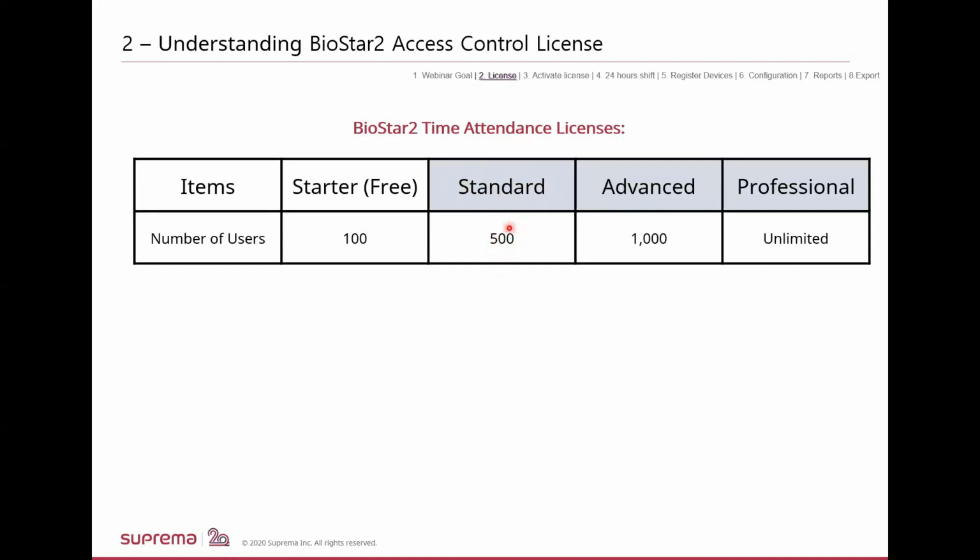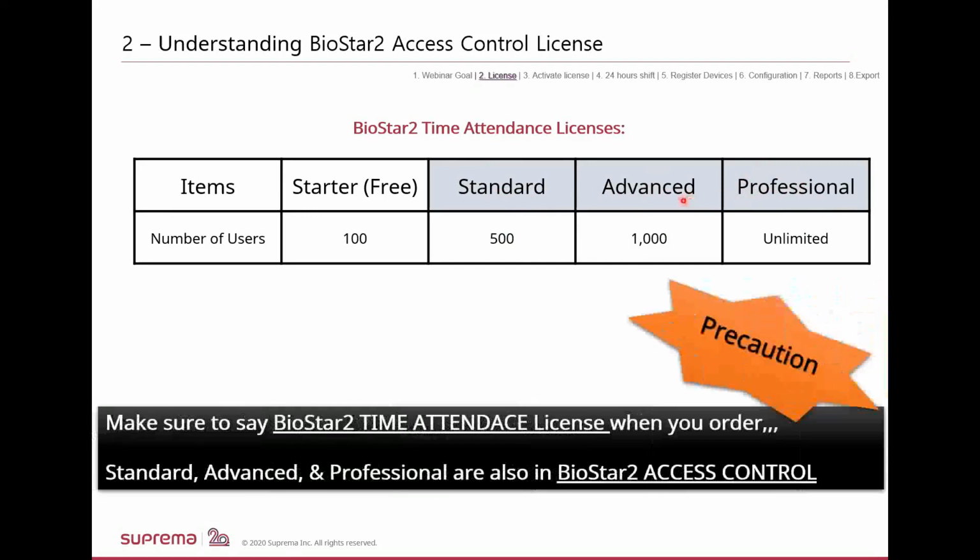On the same concept, if your customer has more than 500 employees, up to 1,000, then he needs to have an advanced license. And finally, if they are more than 1,000, you need to go to professional license, which is unlimited. So as you can see, we have 3 licenses you can buy for BioStar2 time attendance, which they are standard, advanced, and professional. But please be aware that also BioStar2 access control license has also standard, advanced, and professional. So when you are procuring a time attendance license, please make sure to say it is a BioStar2 time attendance license.